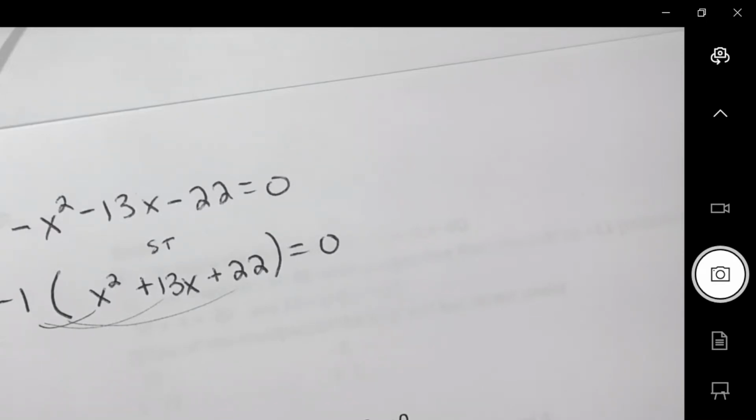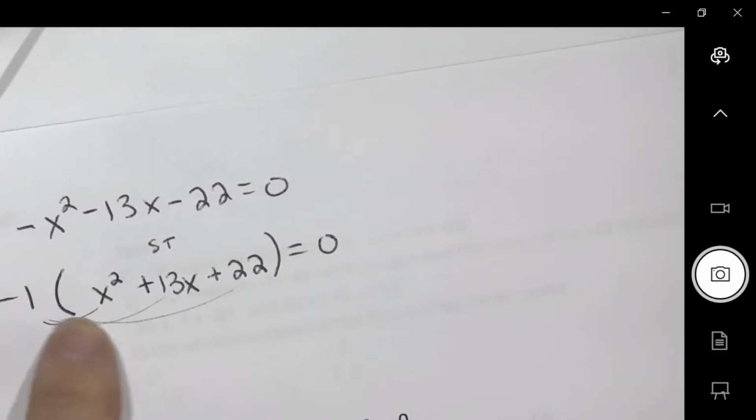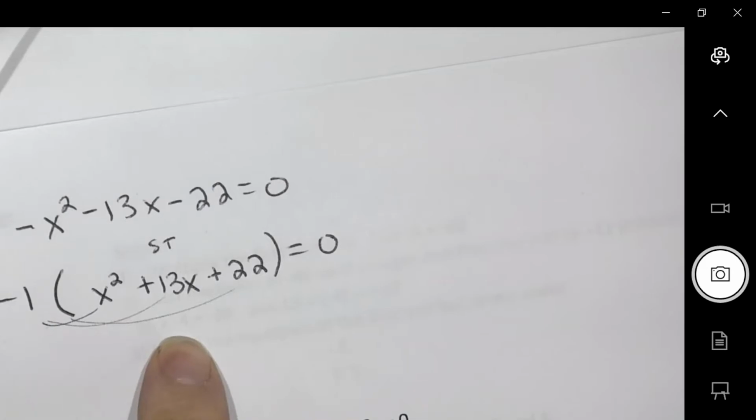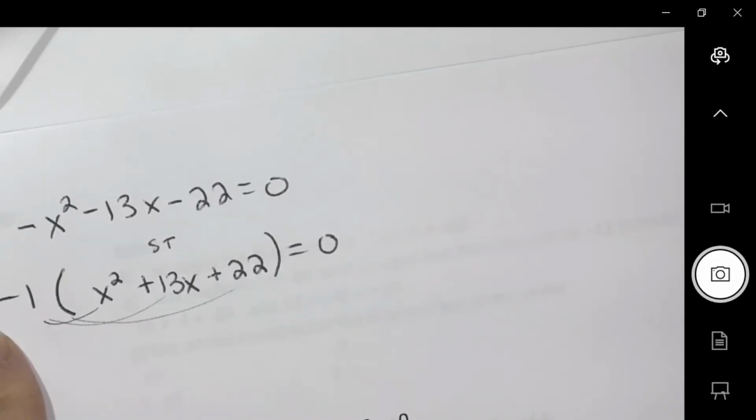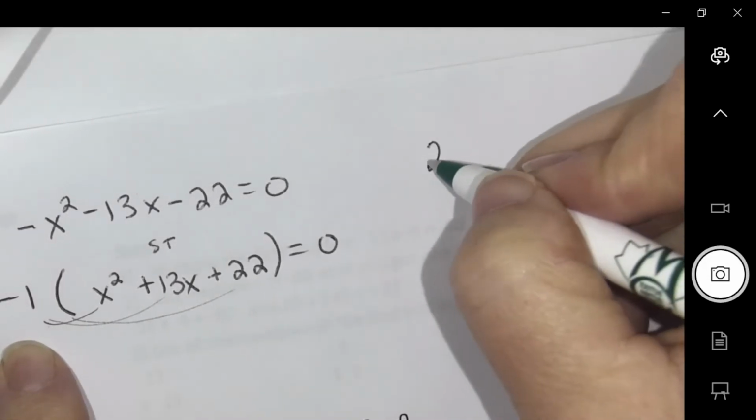When you're taking a complex trinomial and you're turning it into a simple one, you always divide everything by the slope. I divided it out. In this case, it's the same thing. Multiplying and dividing by negative 1 are the same math numbers.